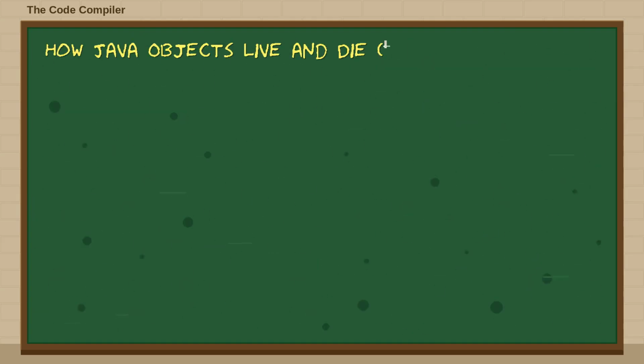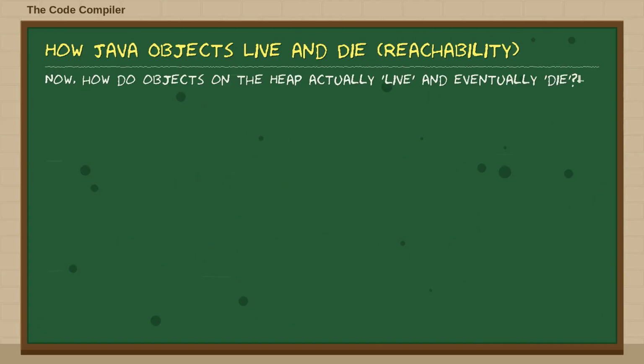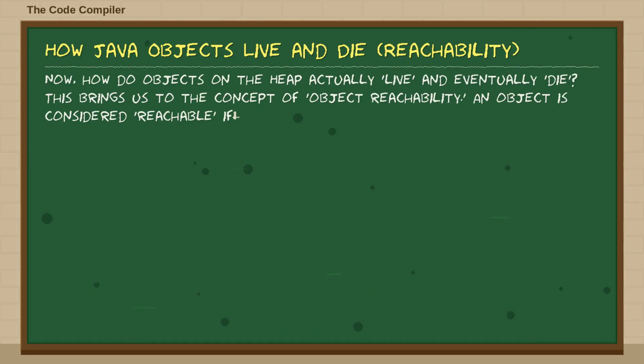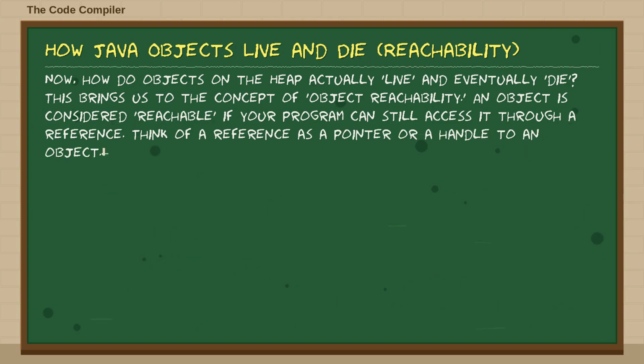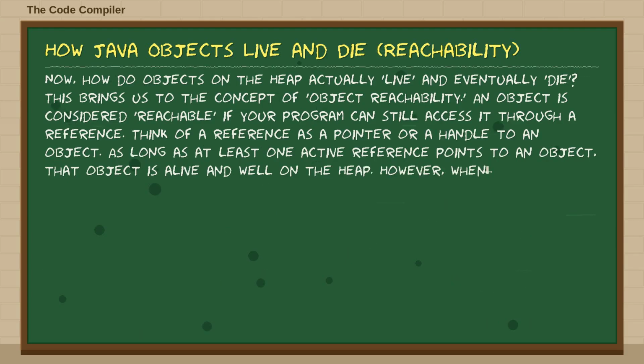Now, how do objects on the heap actually live and eventually die? This brings us to the concept of object reachability. An object is considered reachable if your program can still access it through a reference. Think of a reference as a pointer or a handle to an object. As long as at least one active reference points to an object, that object is alive and well on the heap. However, when an object is no longer referenced by any part of your running program, it becomes unreachable.